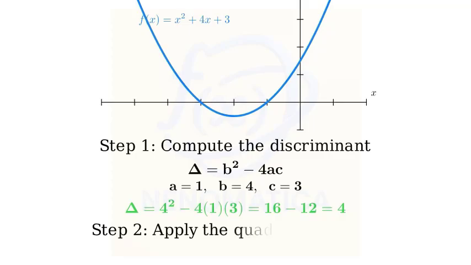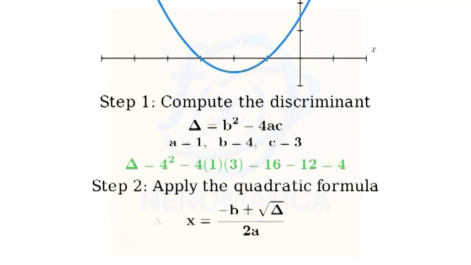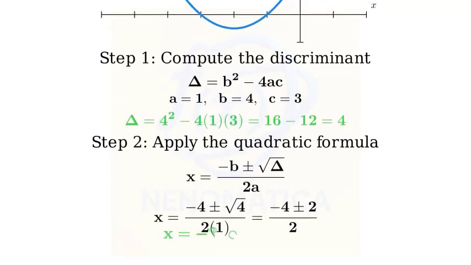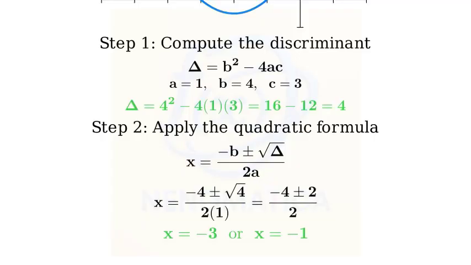Step 2. Apply the quadratic formula. x equals negative b plus or minus the square root of delta all over 2a. We substitute b equals 4, delta equals 4, and a equals 1. That gives x equals negative 4 plus or minus 2 over 2. The two solutions are x equals negative 3 and x equals negative 1.